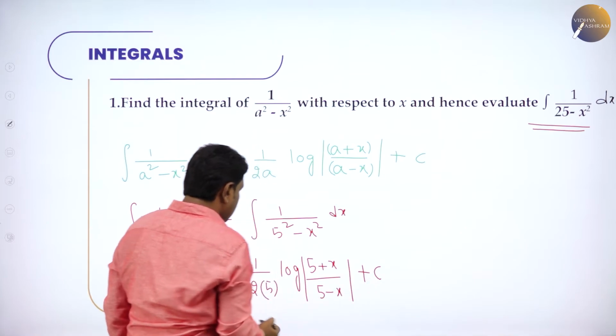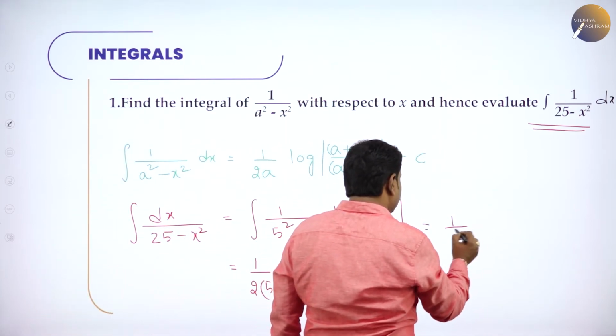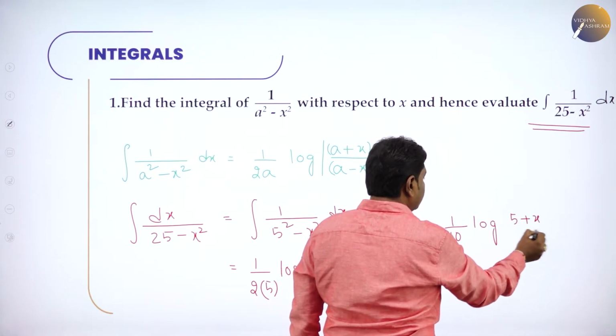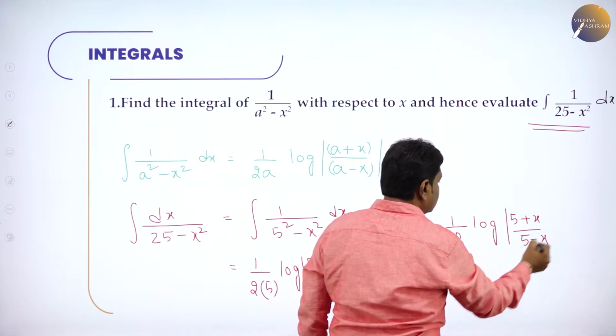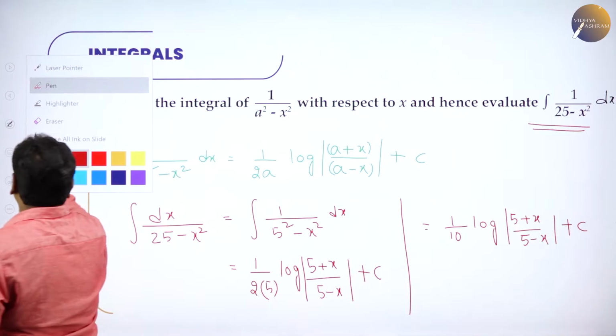This is the answer. All of you know 1 by 2 fives are 10. So finally 1 by 10 log of 5 plus x divided by 5 minus x plus c. That's all. My dear students, I am expecting you people to become thorough.